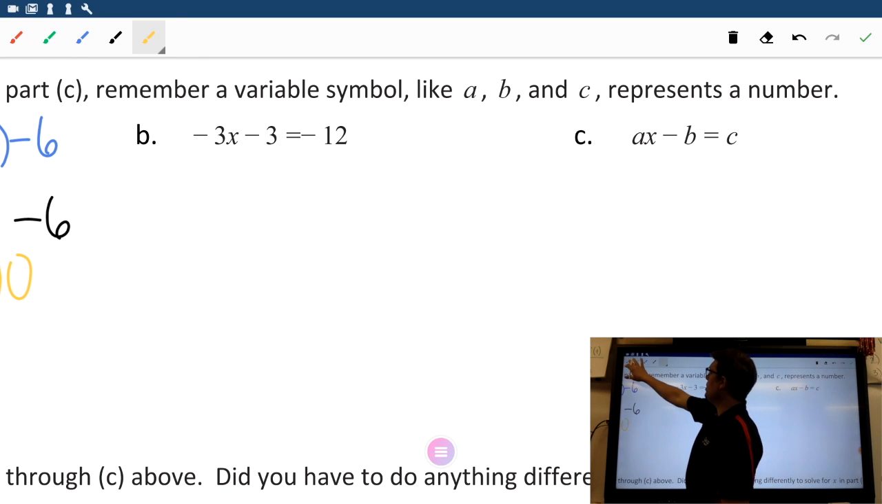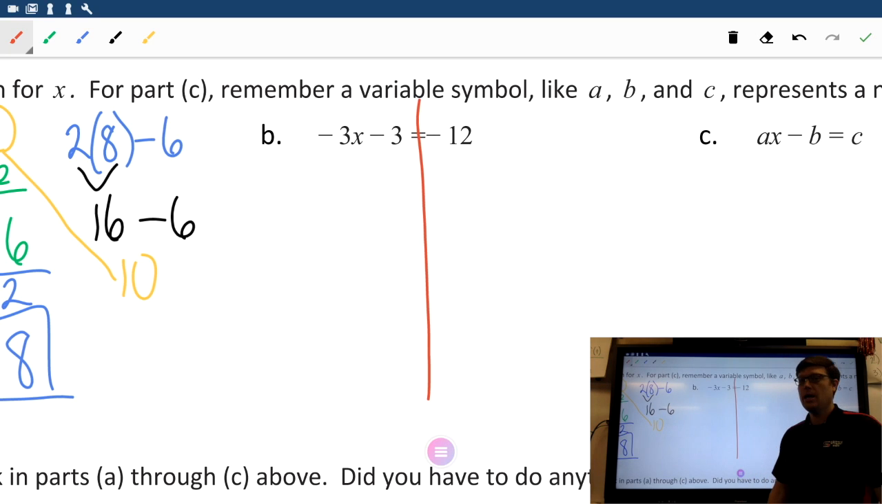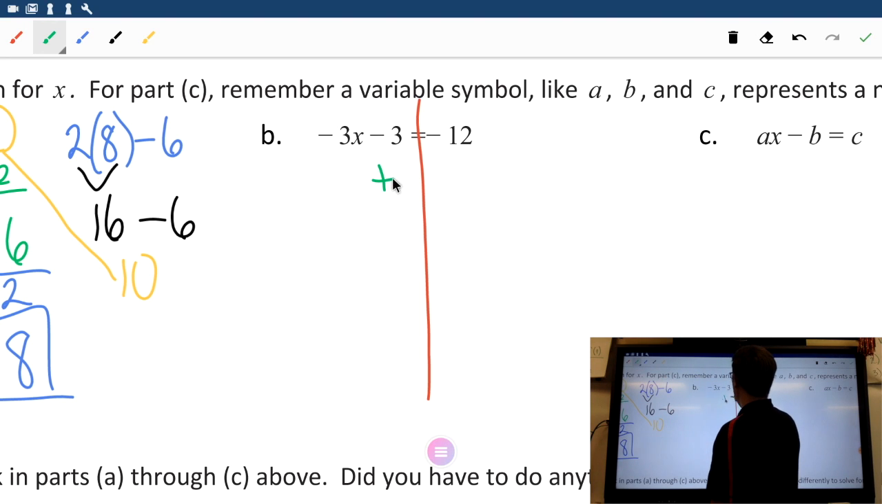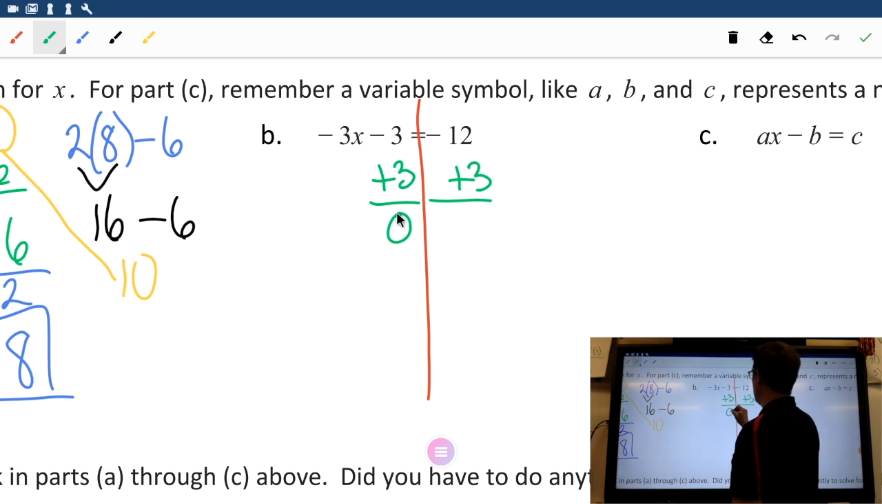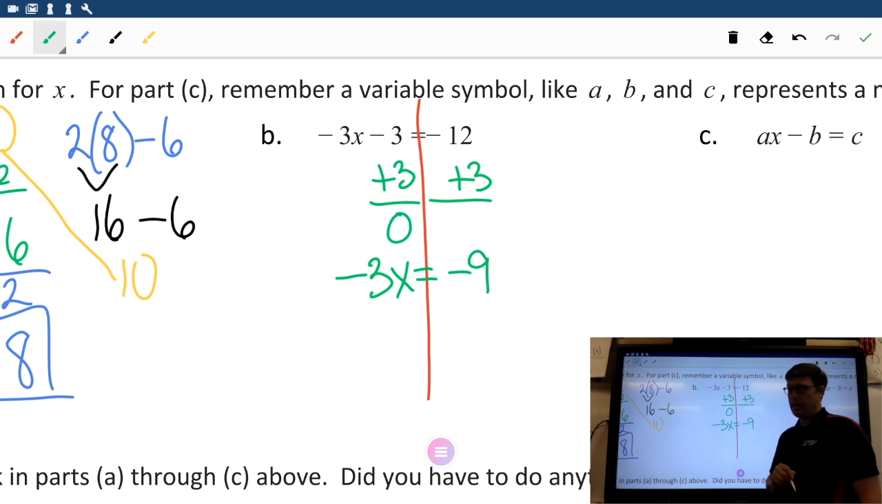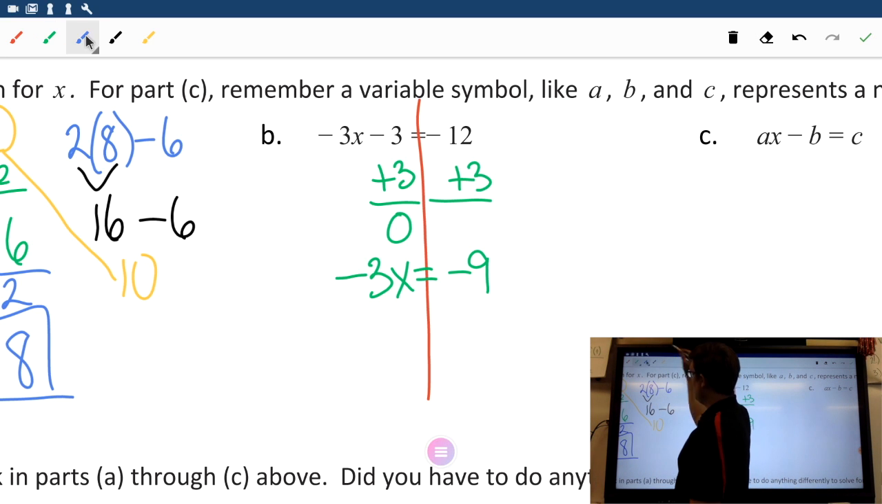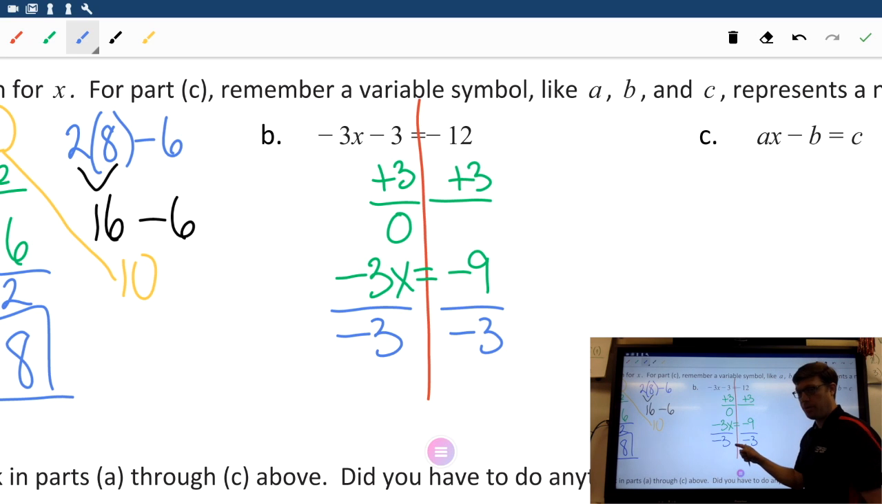We have part B. So in part B, again, I like the idea of a left side, right side. And a little less explanation, maybe just showing the 2 steps, is first of all, add 3. Because it doesn't have an x multiplying it, add 3 to both sides. And rewrite. Negative 12 plus 3 means you're going to get closer to 0, so negative 9. And now divide by negative 3.